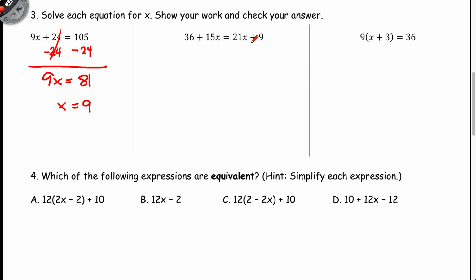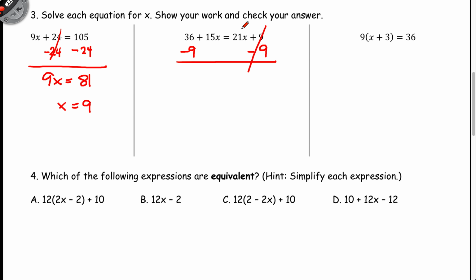Now, if you look at this one, you have x's on both sides of the equal sign, and you have normal numbers. So you're actually going to move two things, okay? So I'm going to subtract the 9. Of course, you can subtract the x's first. It doesn't matter which way you go. It's going to cancel that out. Now, I need to subtract the 15.